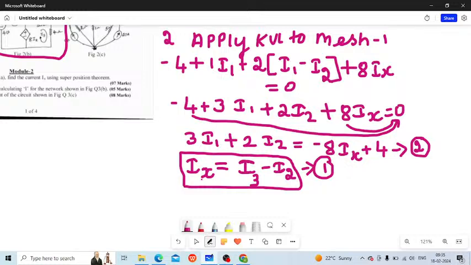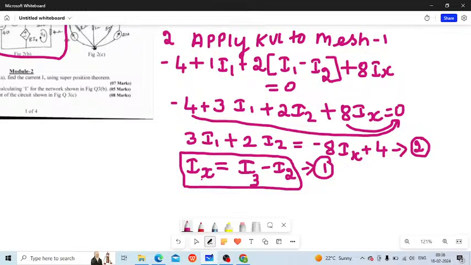If they ask you to find out the current Ix, then for your normal mesh analysis first write the equation for the current Ix. Then if you come to the super mesh, you need to first write the equation for the super mesh current, then start solving with respect to the whole super mesh, right?